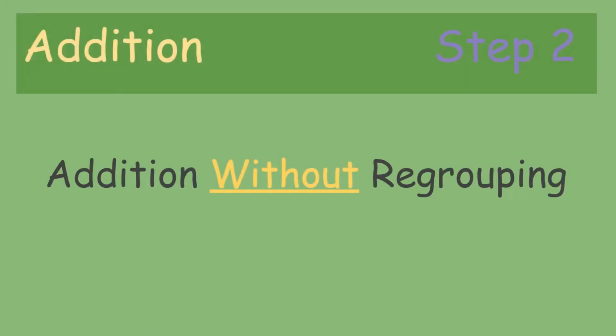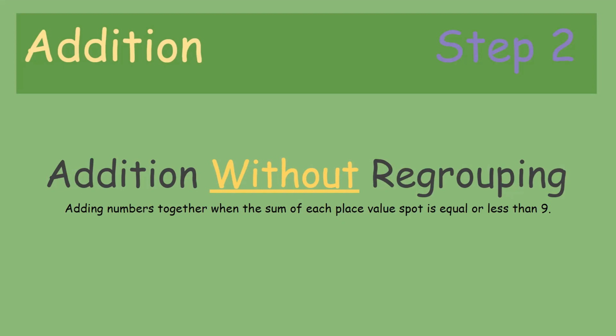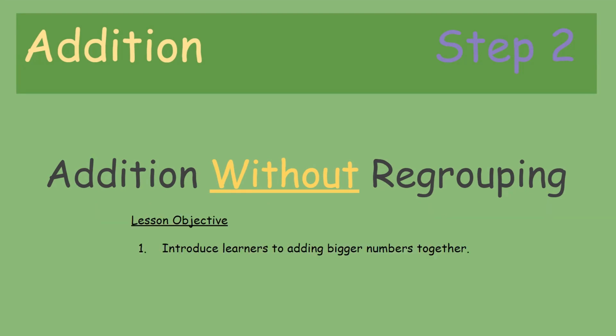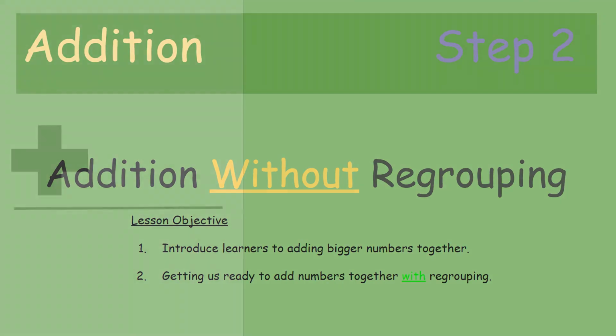Addition without regrouping is adding numbers together when the sum of each place value spot is equal or less than 9. The lesson objective is to introduce learners to adding bigger numbers together and getting us ready to add numbers together with regrouping. This will take place in the next step.